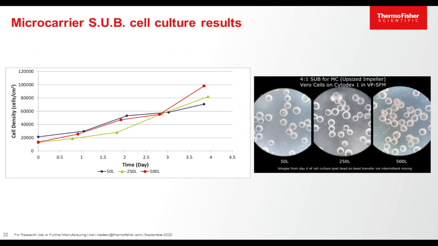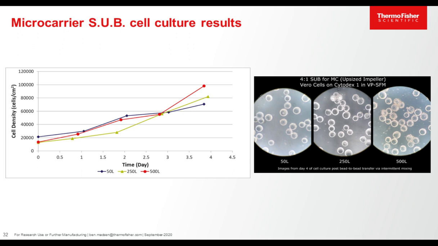The results showed similar growth of cells in these reactors through 4 days of culture up to cell densities of about 80,000 cells per square centimeter. And although it's difficult to see in the right image, the cells were confluent on most of the beads by day 4 in all cases. And importantly as well, we note that the microcarriers are also fully intact, meaning the agitation and bead concentration didn't result in any bead or cell damage.